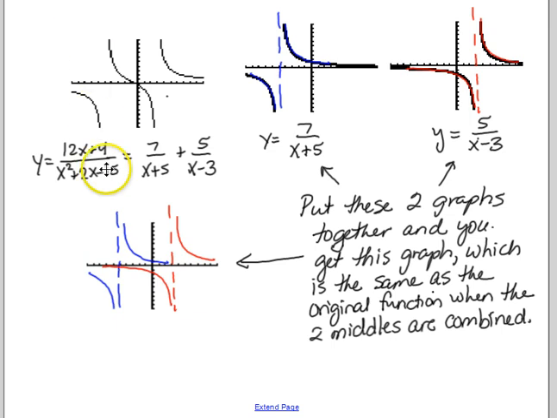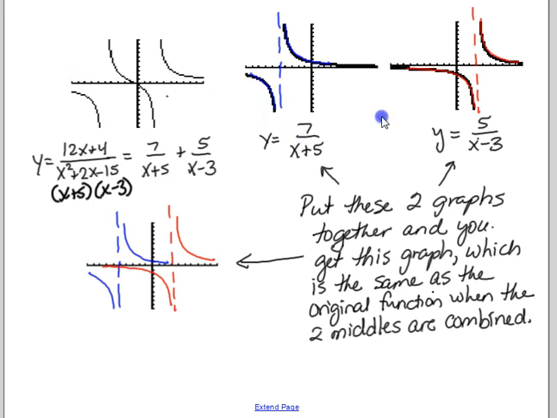So notice here is the graph of the rational expression function of the original problem, 12x plus 4 over x squared plus 2x minus 15. Since the denominator factors to x plus 5, x minus 3, and there are no common factors in the numerator, I have two vertical asymptotes at -5 and at 3. Since the denominator has a higher degree than the numerator, I have a horizontal asymptote at 0 as x goes to infinity.